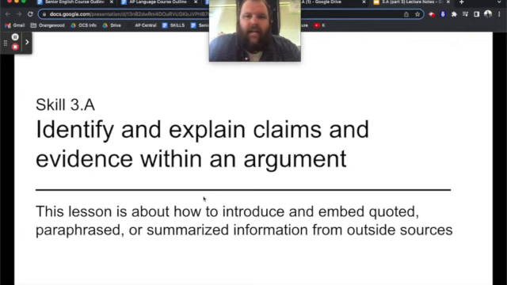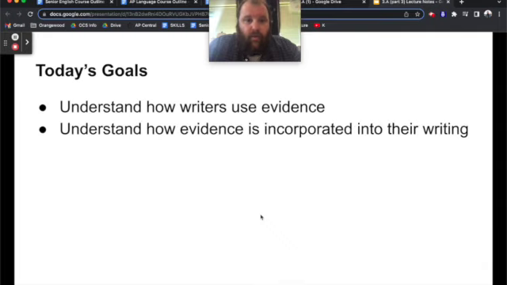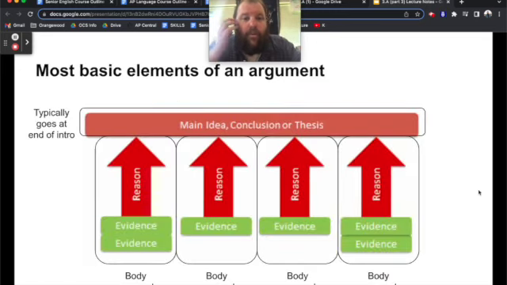So let's look at the goals. First, we want to understand how writers use evidence in their own work, and how evidence is incorporated into their writing. So how do we format that, and how do we take a quote or a paraphrase or a summary and inject it into the flow of an argument, instead of just dropping it in the paper randomly? How do we get it so it's part of the whole movement? That's what we're doing.